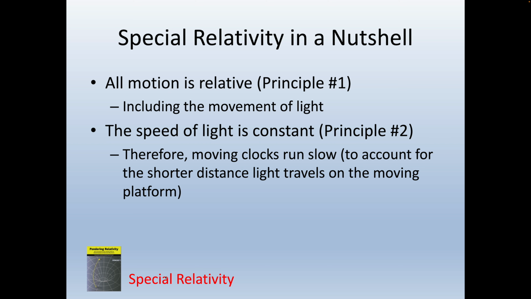So to summarize special relativity: one, all motion is relative, and this includes the movement of light. And two, the speed of light is constant. Speed of light is always the same, or what scientists refer to as speed c, or 186,000 miles per second, regardless of any relative movement. Therefore, moving clocks run slow to account for the shorter distance, or the compressed space, as experienced on the moving platform.